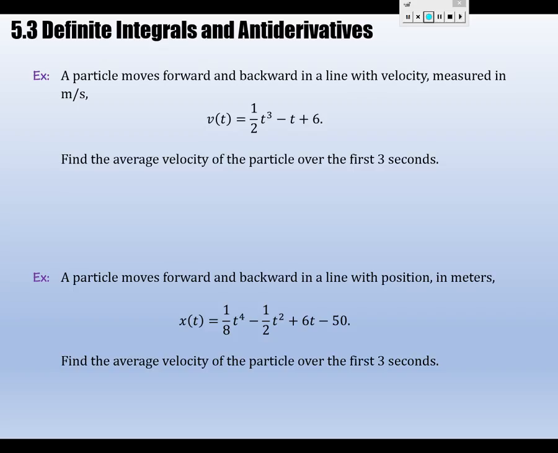Do you understand the situation here? We've got a particle moving forward and backward in a line. I feel like we've done problems of this type earlier. And this is governing its velocity at any given time t. You plug that in. So, first task is, again, assign this task to your calculator if you like.